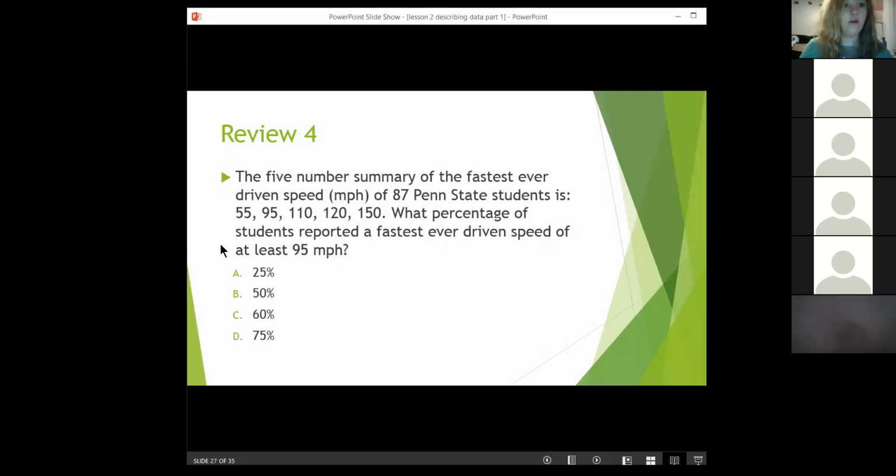All right, number 4. Okay, the 5-number summary of the fastest ever driven speed, miles per hour, of 87 Penn State students is 55, 95, 110, 120, and 150. I'd be in the 150 category. What percentage of students reported a fastest ever driven speed of at least 95 miles per hour?